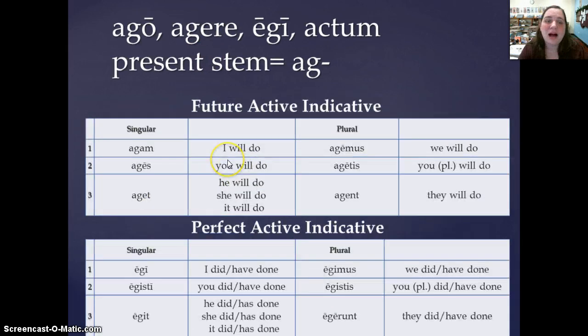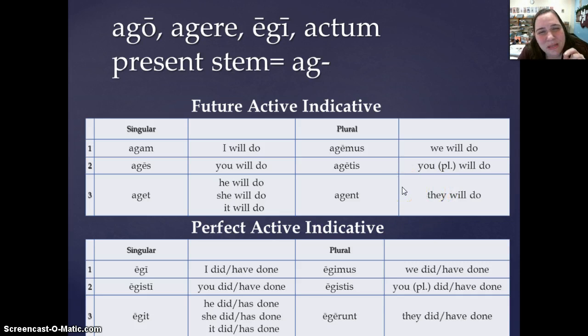Okay. Again, the biggest departure between first, second conjugation verbs and third is in the future. As you can see, there is no bo bis bit here. Instead, we change the vowel to show that we're in the future. So this e shows us that we're in the future. Okay, so agam, I will do. Ages, you will do. Aget, he, she, it will do. Agemus, we will do. Agetis, you will do. And agent, they will do.